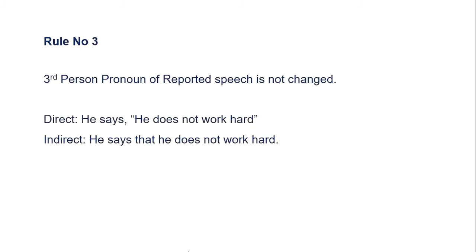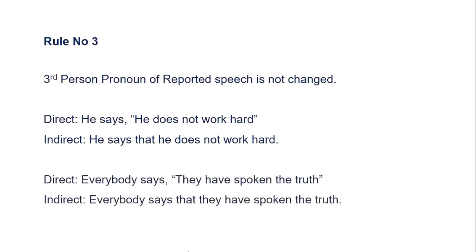Let's see rule 3. Third person pronoun of reported speech is not changed. So third person pronoun is like, "He says, he does not work hard." So he says that he does not work hard. Here "he" is not changed. See carefully. The third person pronoun of reported speech is not changed. The third person pronoun is "he," and it is not changed while it is transformed into indirect sentence. He says that he does not work hard. "He" will not be changed. Another example, "Everybody says they have spoken the truth." So everybody says that they have spoken the truth.